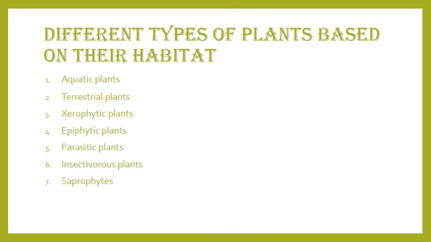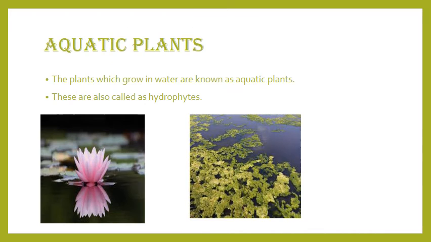parasitic plants, next insectivorous plants, and last saprophytic plants. So we will learn one by one each and every type of plant. So first type of plant is aquatic plants.